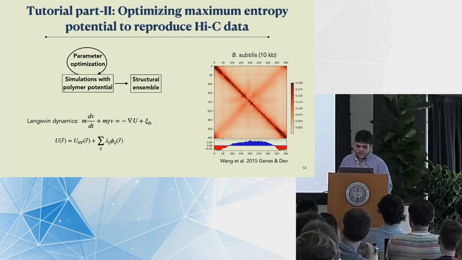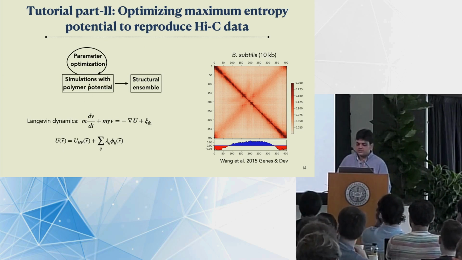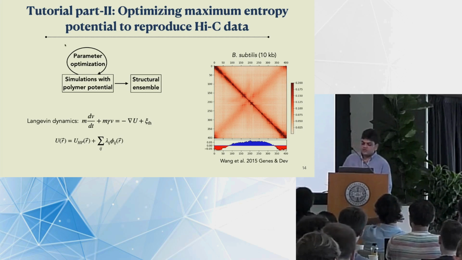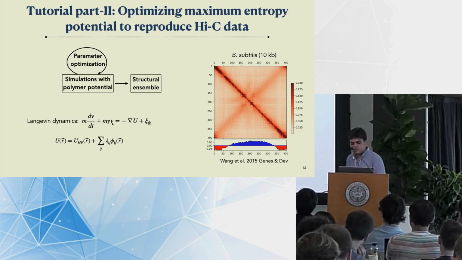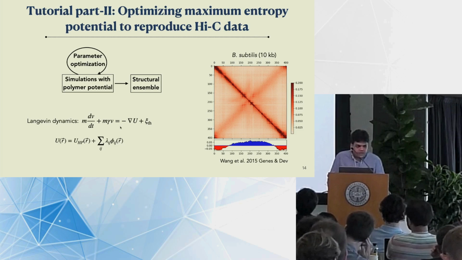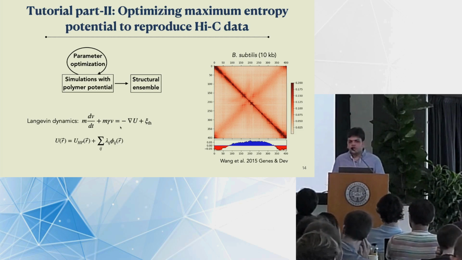But for now, we are going to get you a feel of this, where we run simulations with polymer potentials to generate structural ensembles, but we'll also loop through this parameter optimization step. So everything is the same. We're still doing Langevin dynamics, and there was a question about Langevin dynamics, which I think is a very important question to address. So this simulation package is modular enough that you can use any kind of integrator.